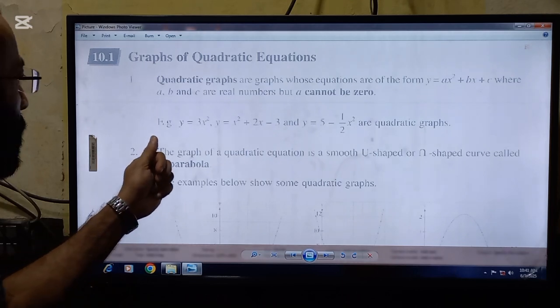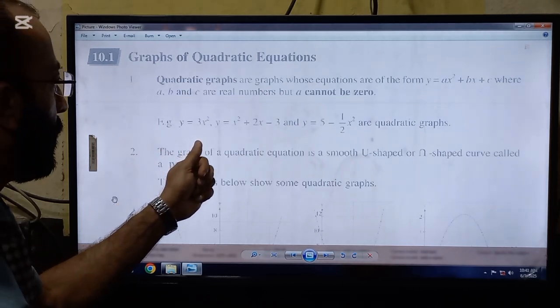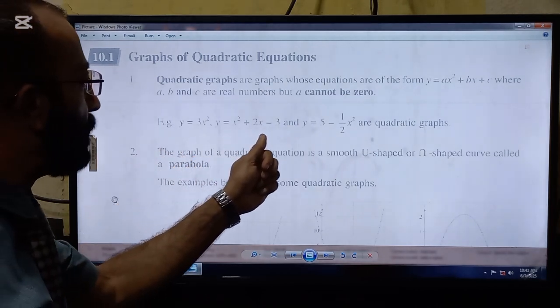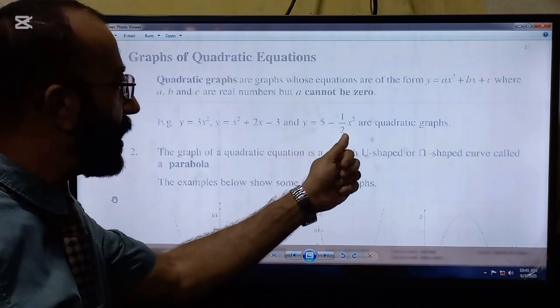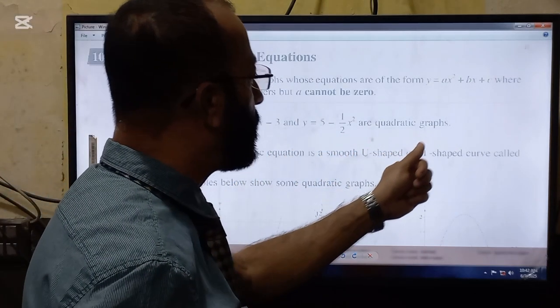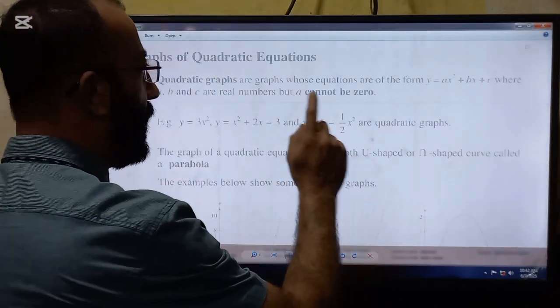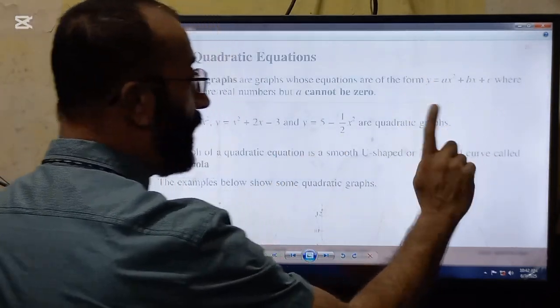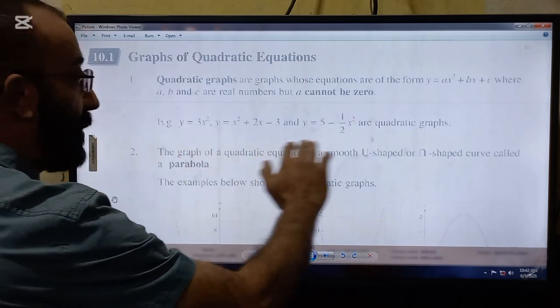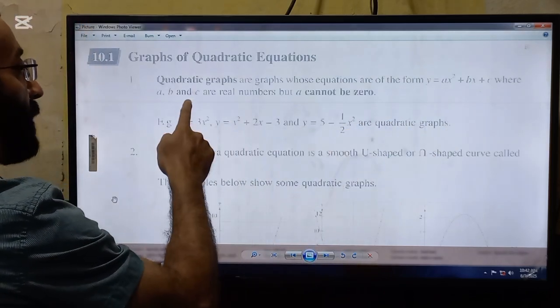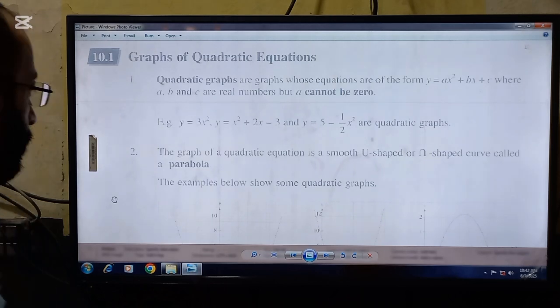For example, y is equal to 3x square, y is equal to x square plus 2x minus 3, and y is equal to 5 minus 1 by 2 x square are quadratic graphs. So you can see the condition is a cannot be 0. So x square should be there, because if x square is there, that will be called a quadratic graph.